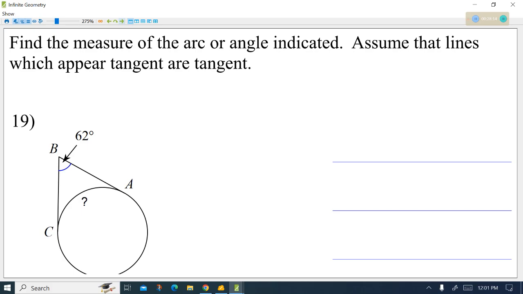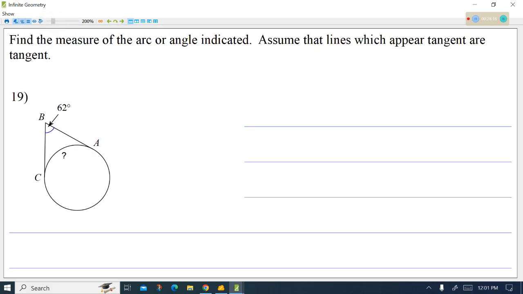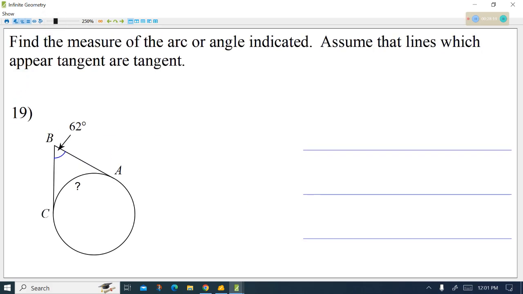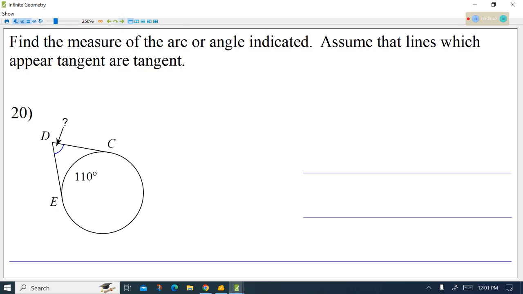So 19 is very similar to the last one. I won't do this problem, but instead I'll just put the answer up. Like I said, please pause the video and actually solve this one on your own. And if you get that, some of you might be saying, wait a minute, don't those two have to be supplementary? And they do: 118 and 62 make 180. So once you really notice the pattern, you probably won't have to think that hard. But you've got to put in a little bit of studying ahead of time.